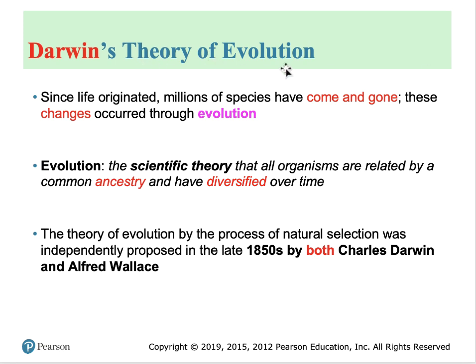The theory of evolution, as originally defined by Charles Darwin back in the 1850s, and also credited these days to similar work done at the same time by Alfred Wallace in Indonesia, suggests that living things, DNA, and evolution all go hand in hand. If you understand evolution, you will automatically understand every aspect of biology, including genetics. The definition of evolution, given in Chapter 1, says it's the scientific theory that all organisms are related by a common ancestry and have diversified over time.